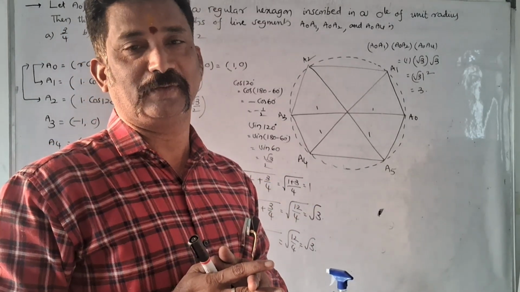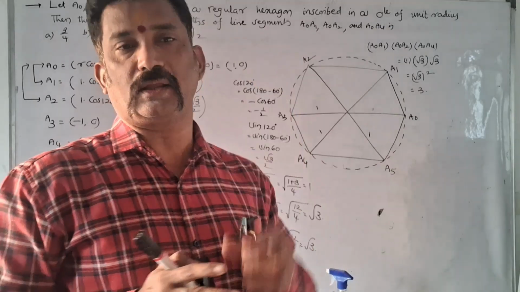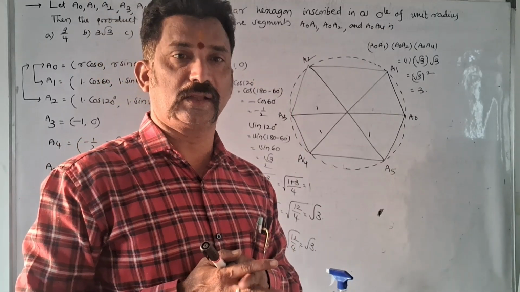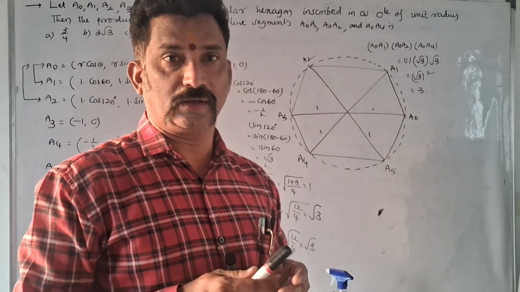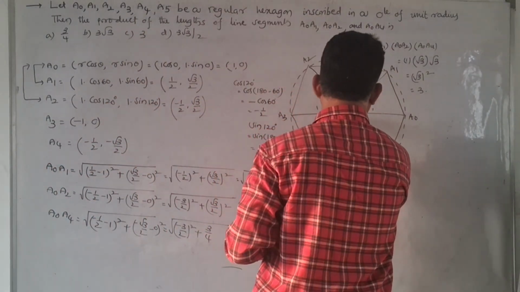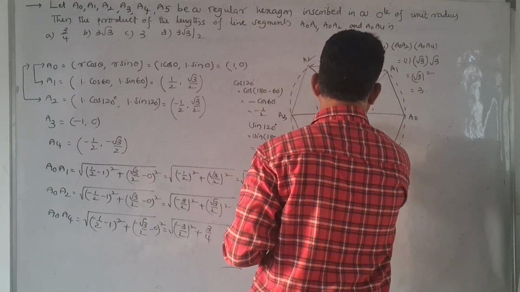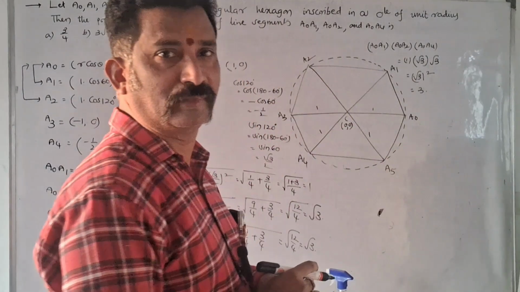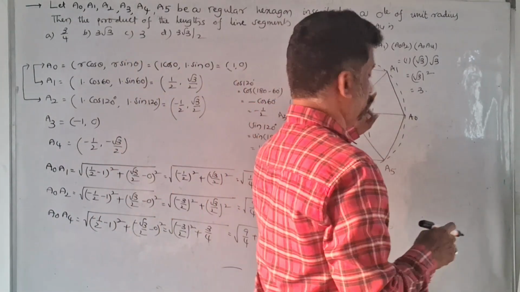So mainly, how to find the vertices of the regular hexagon, that is very important. The parametric equations of the circle. This one is the center, 0, 0, and this one is equal to the radius.